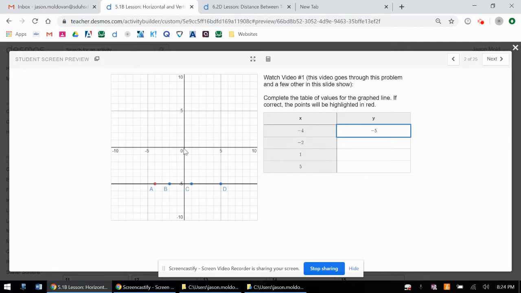Next point, back to the origin, was left 2 and it was down 5 as well. And the next one was right 1, and it was also down 5. And the last one was 5, -5. And so we know that we did this correct.